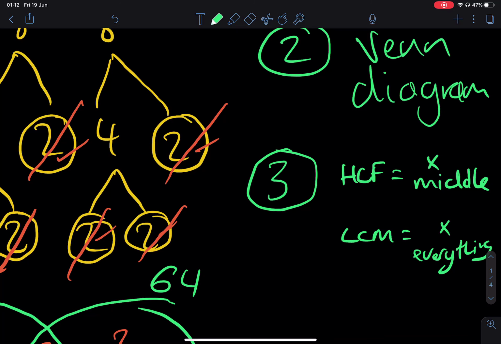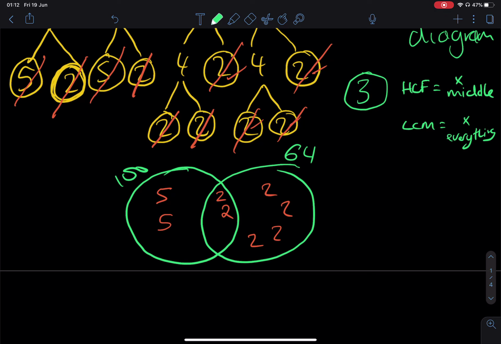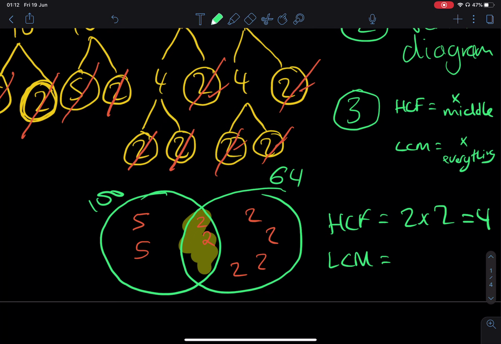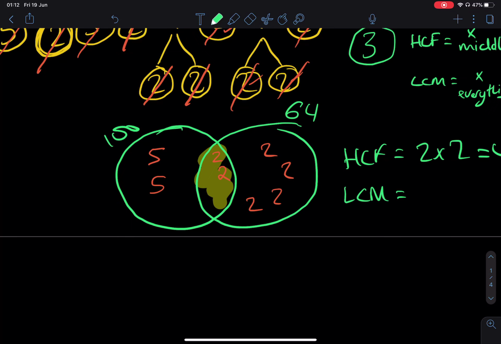everything. Okay, so if I'm trying to work out the HCF, HCF is just the middle part, 2 squared or 2 times 2, which is 4. So the highest common factor of both 100 and 64 is 4. And the lowest common multiple is when you multiply everything inside the Venn diagram. So what that means is I multiply the 5 times 5 times the two numbers in the middle times 2 times 2, 2, 2, and 2. So 5 times 5 is 25.